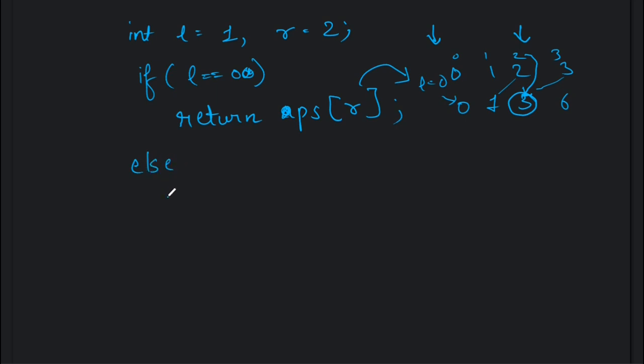Otherwise, in the else part, we can return partial sum of R minus partial sum of L minus 1. So this will be the answer, right? This is how we are doing it. We can run this on an example, so I will do that. It will be much more clear after that.